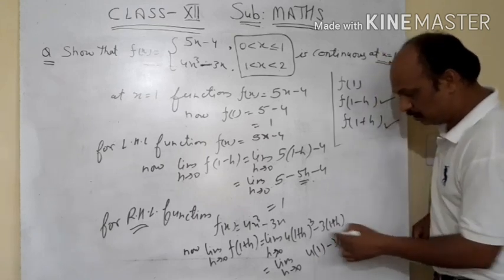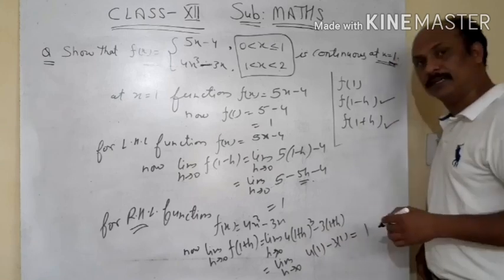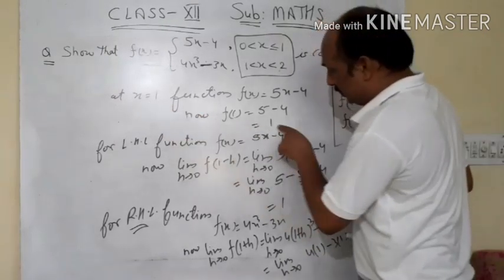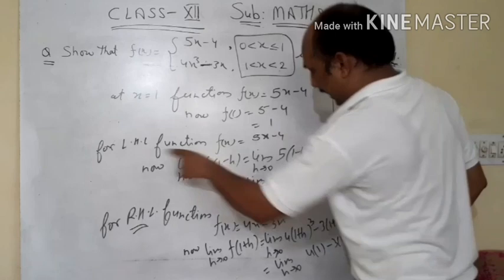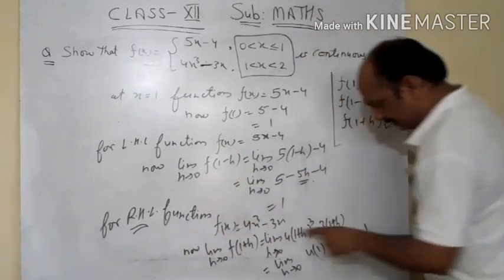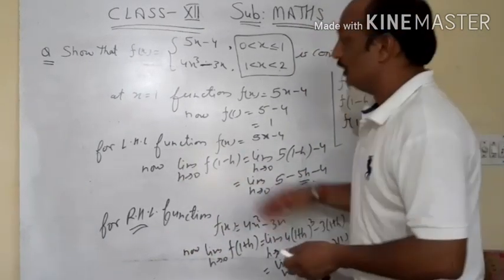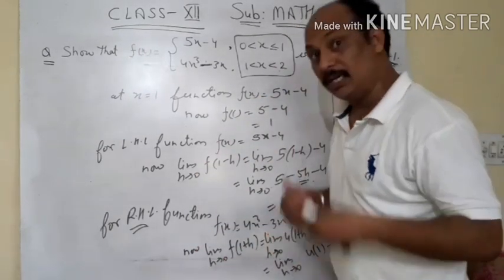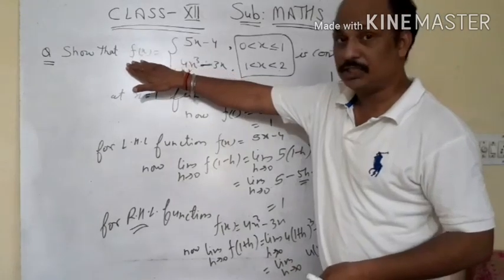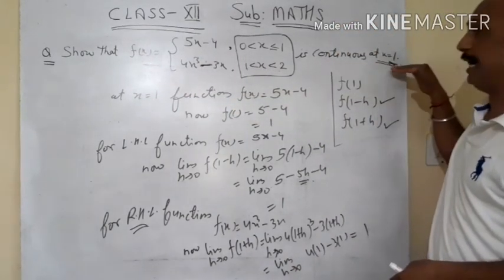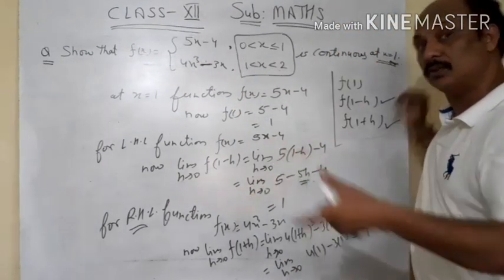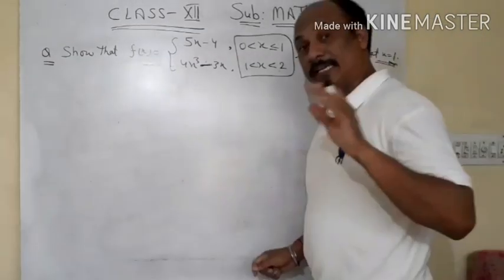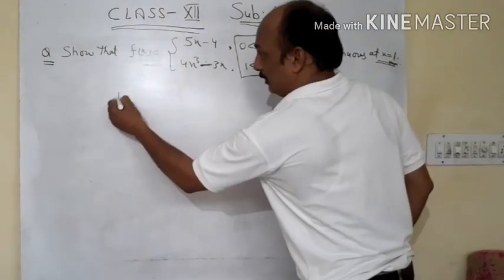So the value of this is also 1. Yes beta, f(x) is equal to 1. LHL is equal to 1 and RHL is equal to 1. It means these three conditions are equal, so we can say the given function is continuous at x is equal to 1. Okay? Yes, beta.